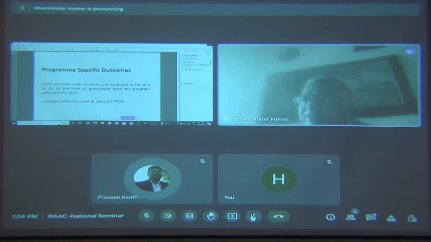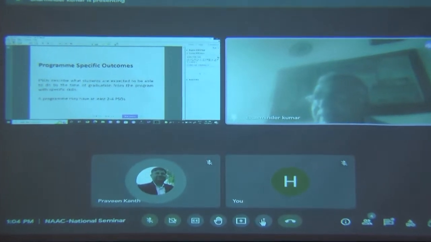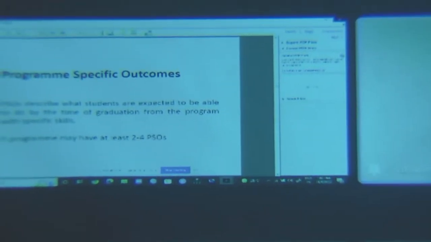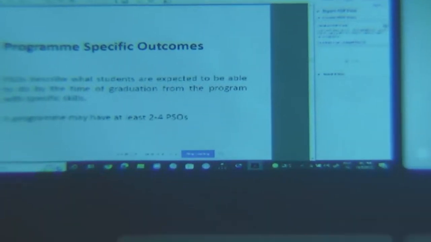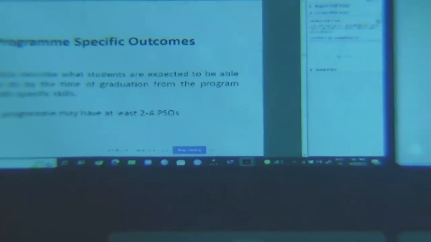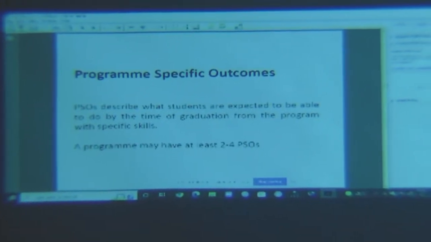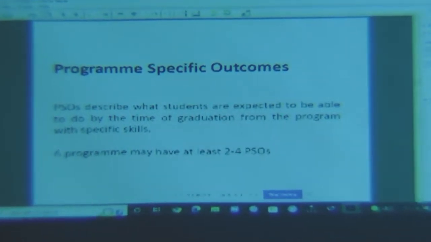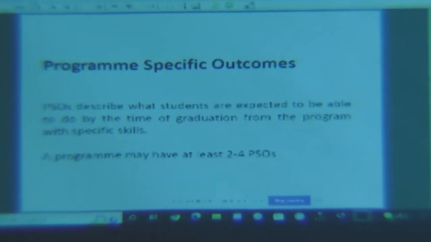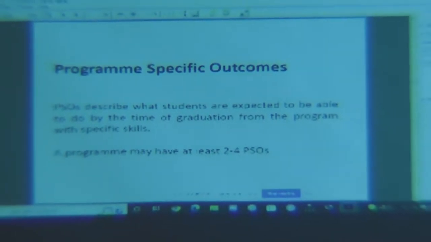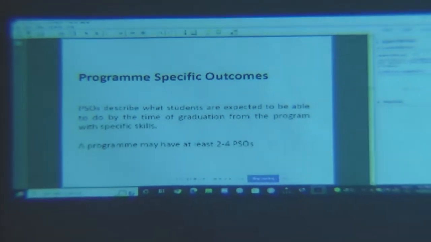Otherwise all BTech civil engineering degrees, like those given by MBU, will be very good, or having the same attributes, having the same abilities. But the PSO will decide why your BTech civil or CSE or mechanical is the best one in the area. So that will help to differentiate your BTech degree. So every institution or every program must have at least 2 to 4 PSOs, based on your strength, meaning faculty strength, your infrastructure strength, and other things.